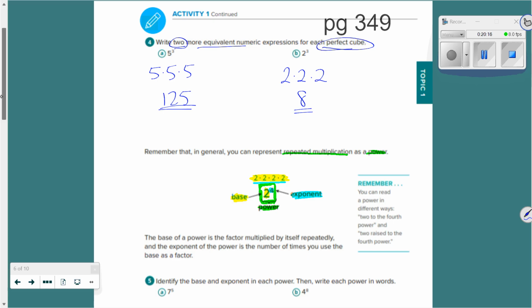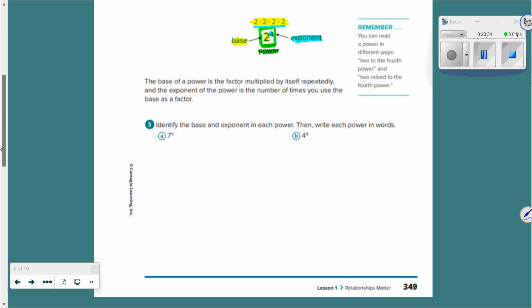So many of you are going to look at 2 to the 4th power and go, oh, that's 8. No, it's not. Same thing here. 7 to the 5th power. What is that going to equal? For those of you who already have the answer, you're wrong. Okay, now second part.